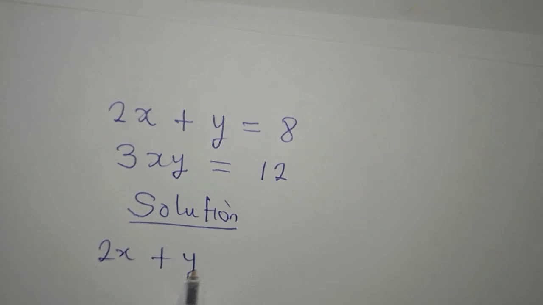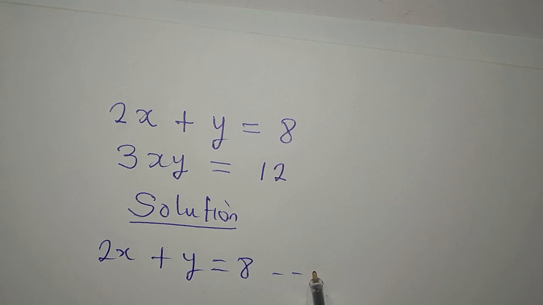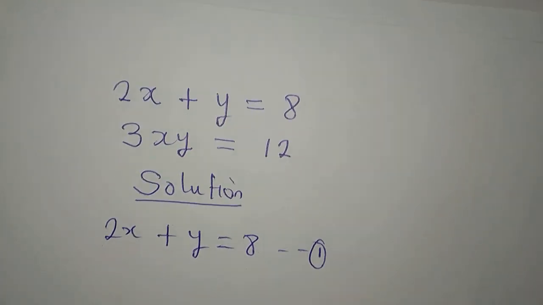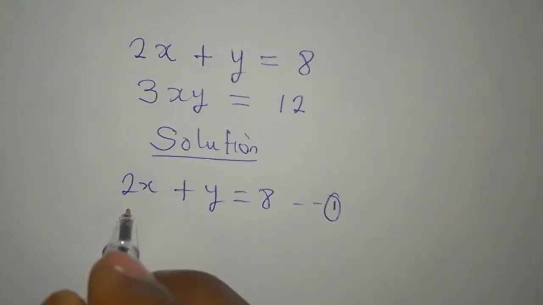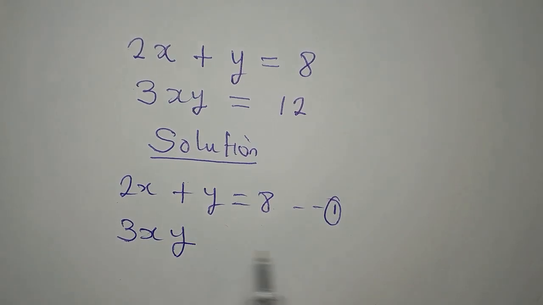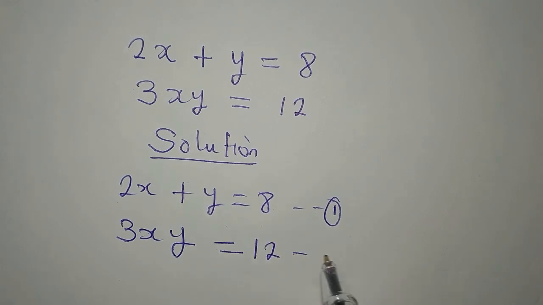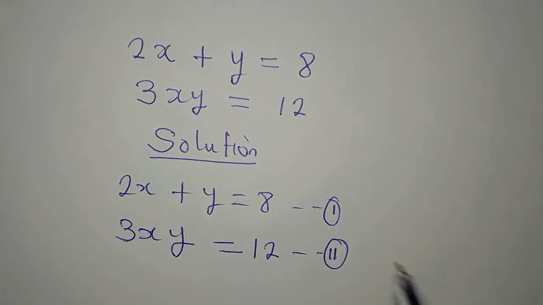2x plus y equals 8. Okay, so this is our equation 1, and we have equation 2, which is 3xy equals 12. Okay, this is our equation 2.